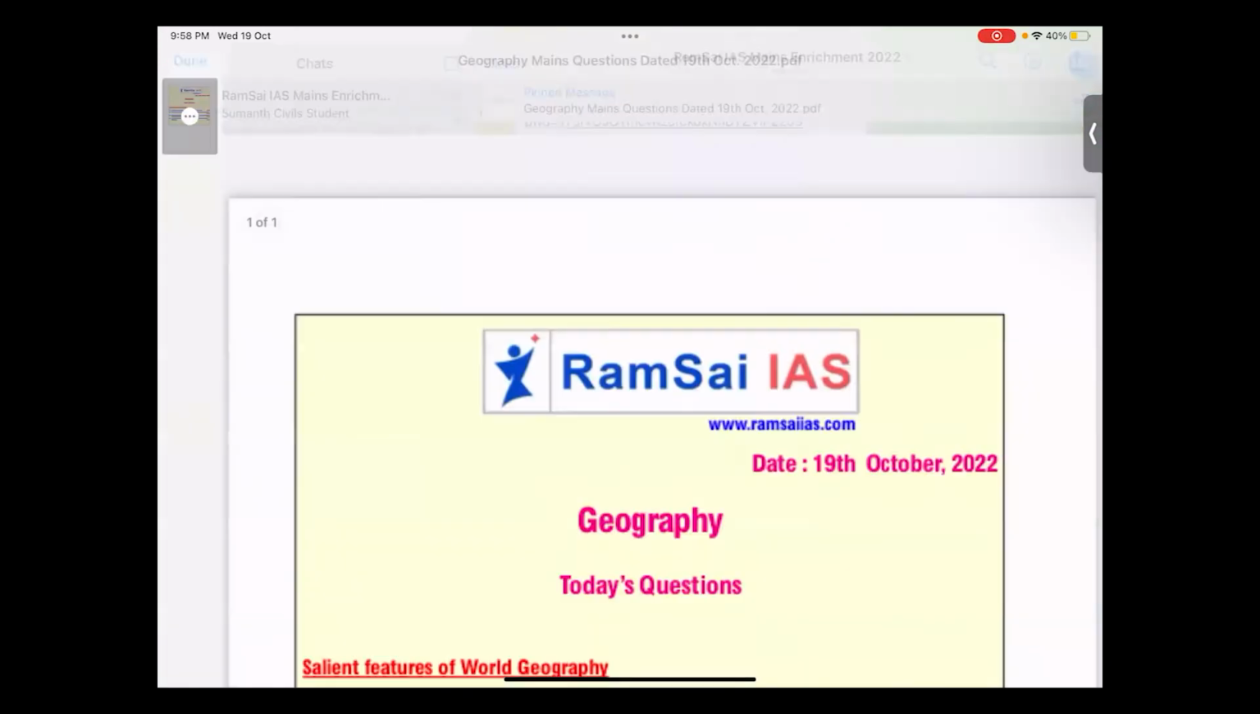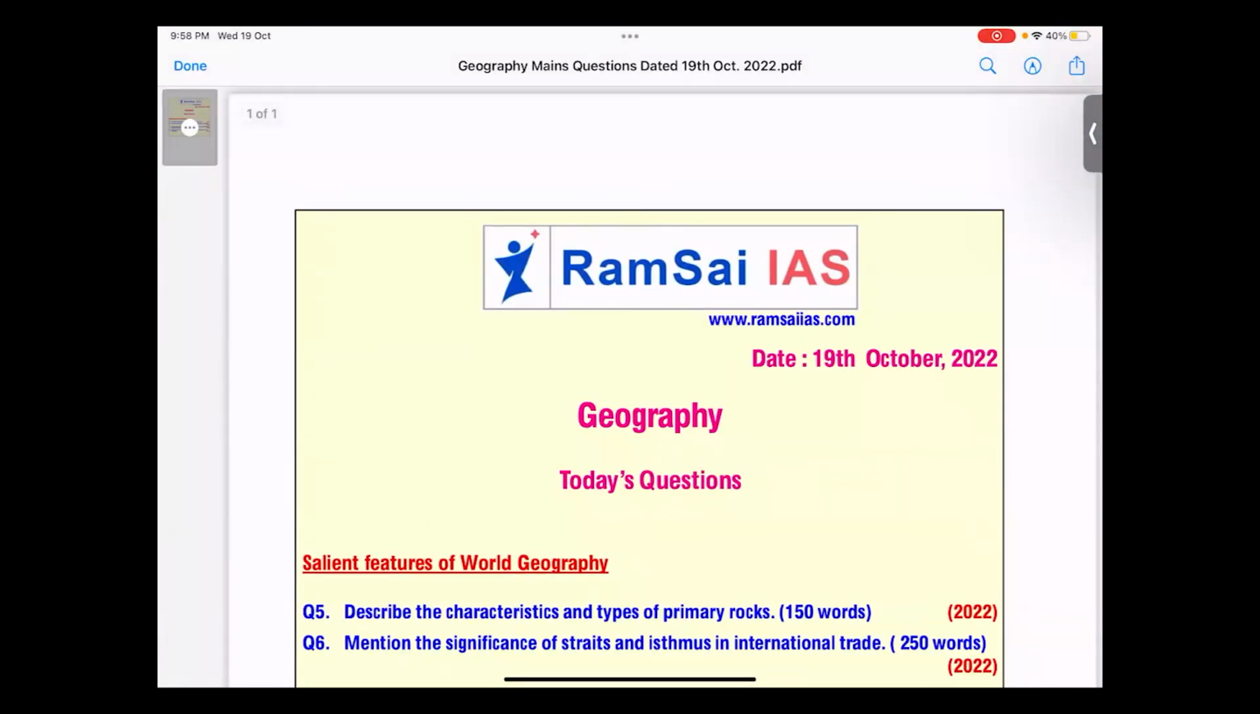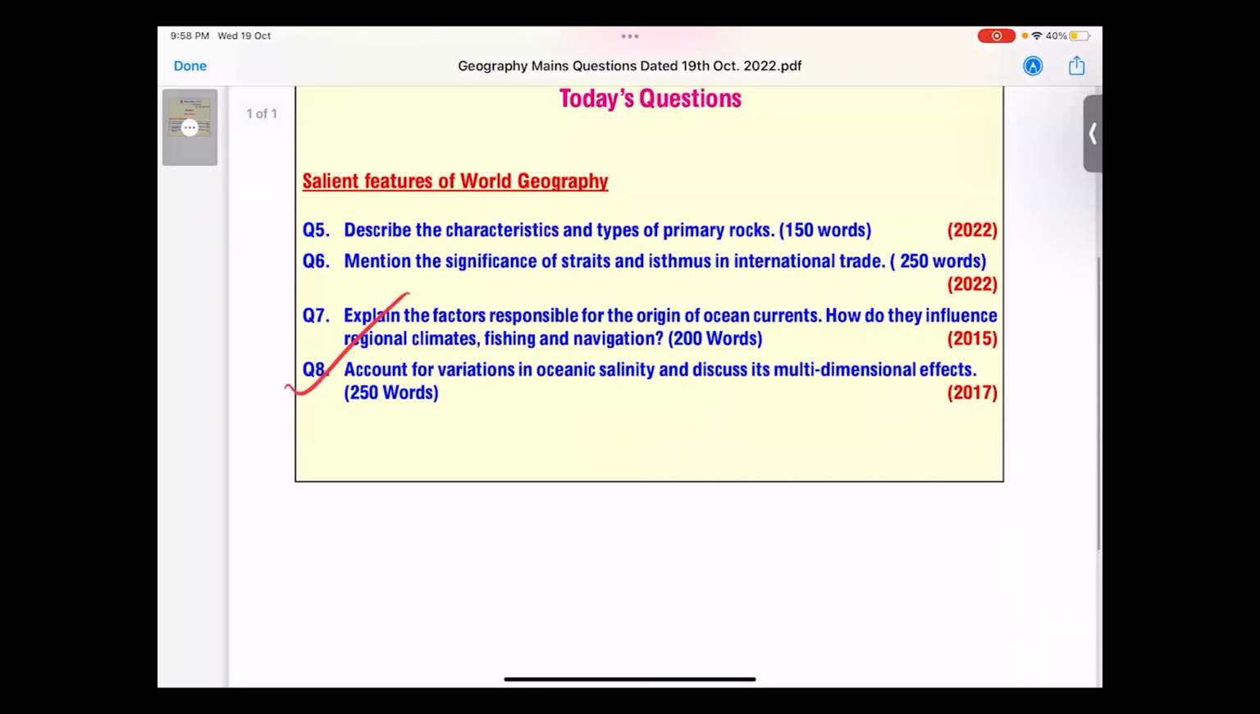Yes, sir. So see the last question of the day. Account for various variations in oceanic salinity. Discuss its multi-dimensional effect. Again, two parts in the question.